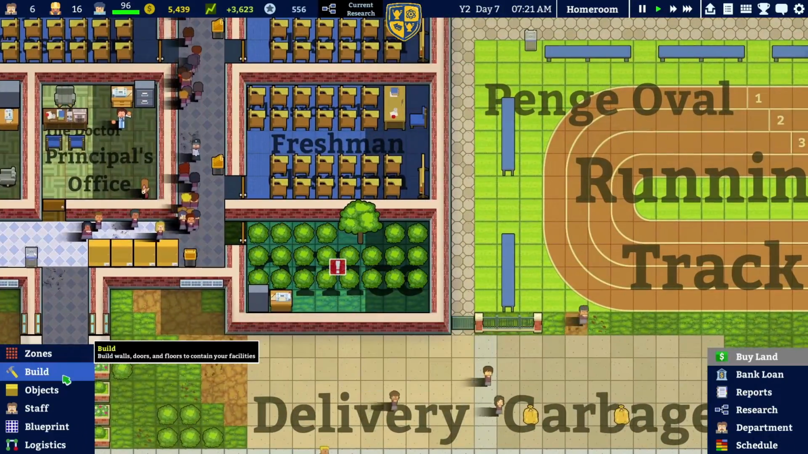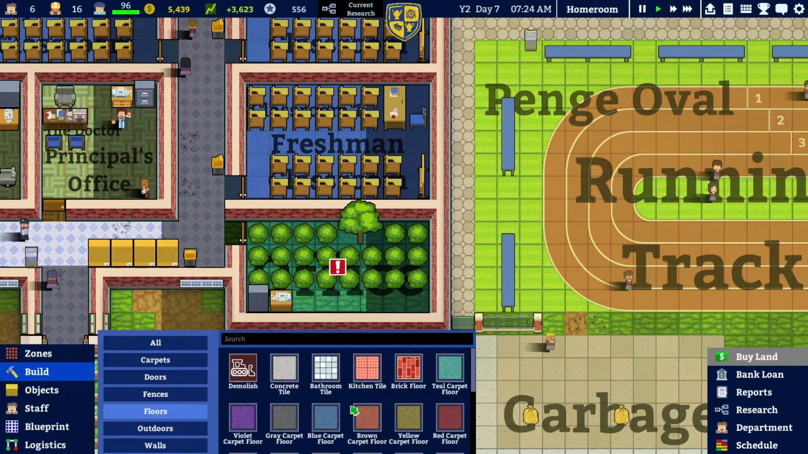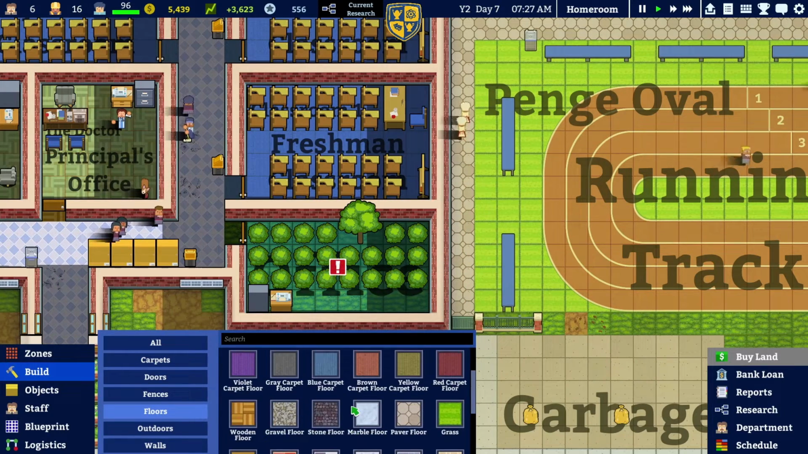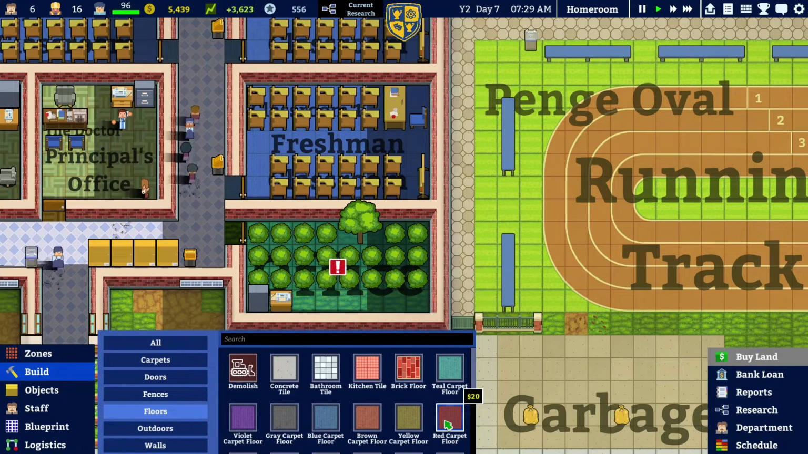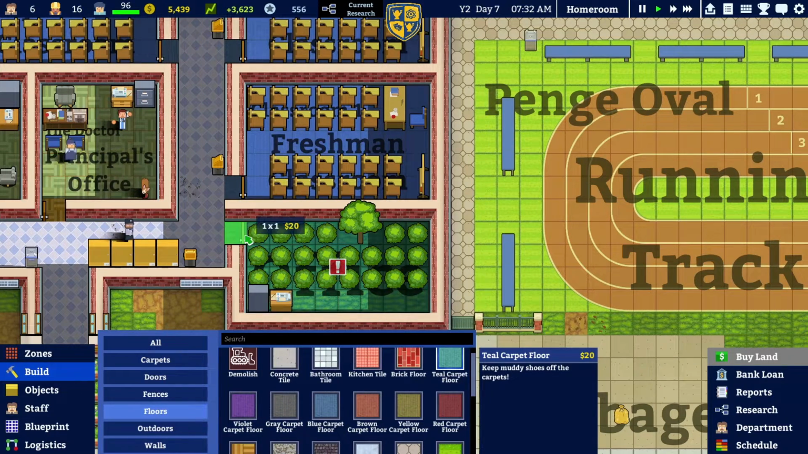Let's get all this sorted. So build, let us get some flooring. What kind of flooring would you have in a counsellor's office? I mean, I don't really know. How about red? No, red's a bit danger. Teal. Teal's quite calming. I don't know where else we've got teal flooring, but there we go. We'll have some teal flooring in there.